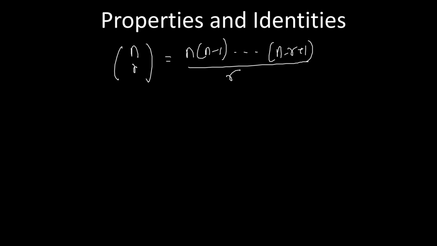Now let's look at some properties and identities of the binomial coefficient and combinations in general. So you have the binomial coefficient n choose r, and you know that this is defined as n into n minus 1 and all the way up to n minus r plus 1. So it is basically a product of r consecutive integers divided by r factorial. Since n choose r is always an integer, you can derive from this that the product of any r consecutive positive integers is always divisible by r factorial.